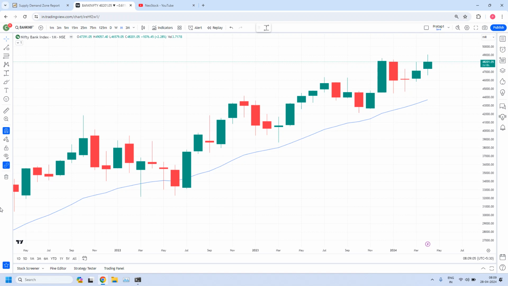In this video, let us analyze Bank Nifty with the help of top-down analysis by using NeoStock software supply demand zone chain, so that we can identify Bank Nifty support and resistance levels based on the high liquidity zones at the lower time frames. So let's start our analysis for monthly time frame.